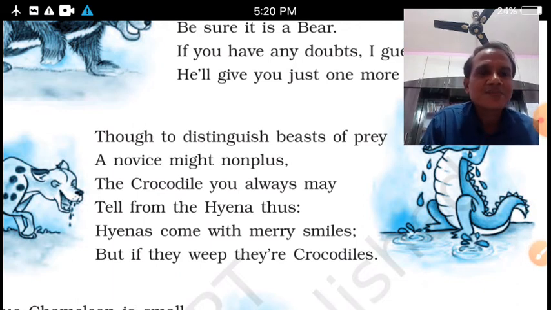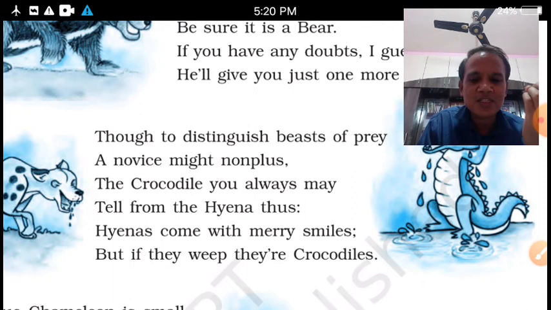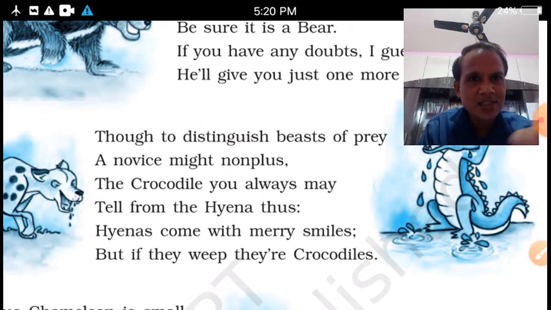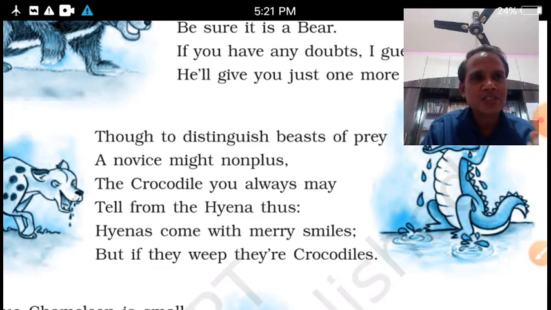Now let me try to understand what does this stanza said there. For a novice, for an unexperienced person, it is not an easy task or job to distinguish among wild animals and beasts of prey. He may be easily confused when he sees these two animals, but it will always be quite easy for you to distinguish between a crocodile and a hyena.